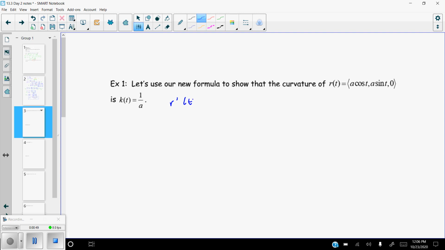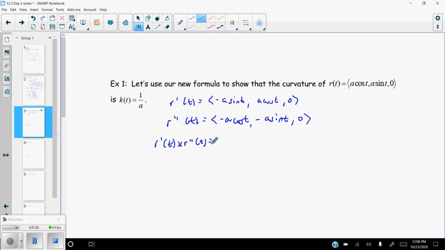So r prime of t is going to be the derivative, which is negative a sine t, a cosine t, 0. We need r double prime of t. So the derivative of the first derivative is going to be negative a cosine t, negative a sine t, 0. We're going to need to cross those two things. So r prime cross r double prime. The nice thing is it's kind of already set up in the right way.